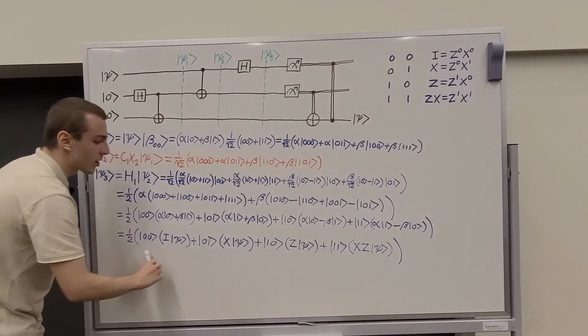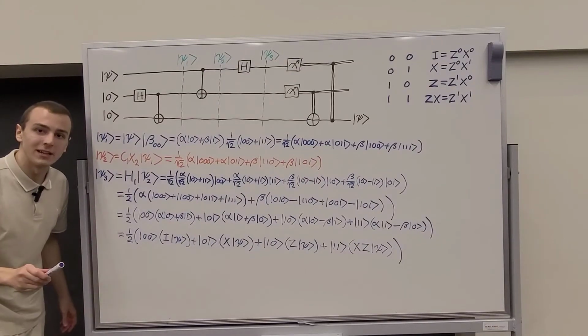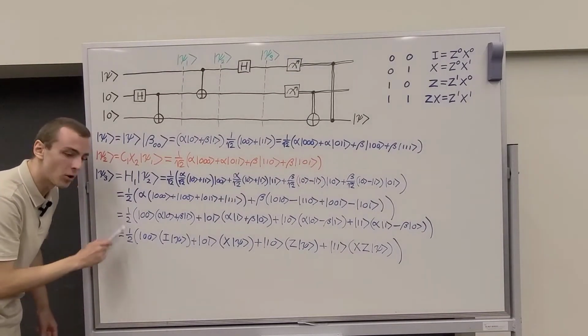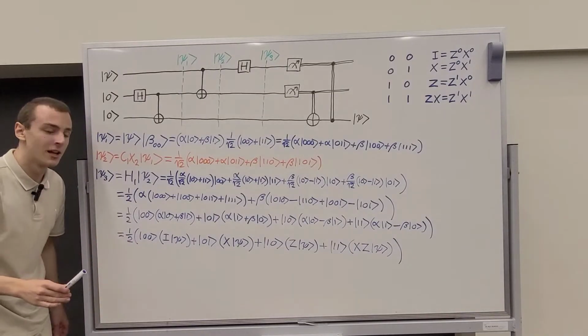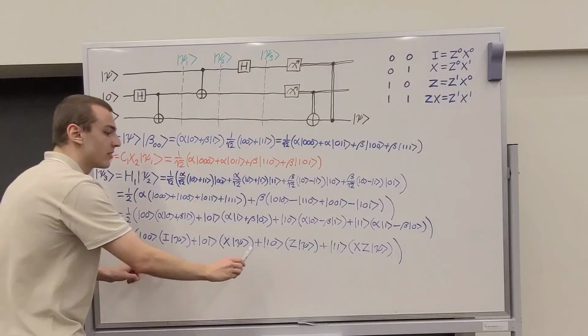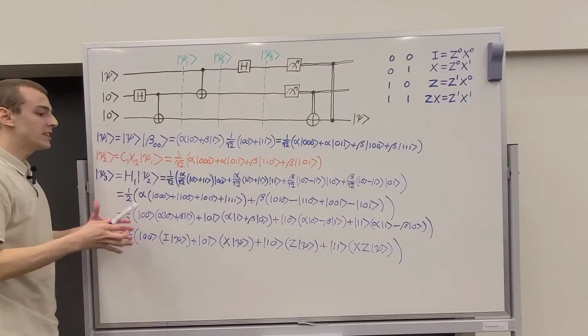So 1/2 is the coefficient for all of these values. 1/2 is not the probability. You have to take the square of this coefficient to give you the probability. So the square of 1/2 is a quarter. The probability of getting any of these 4 outcomes is 1/4. So what is going on here?